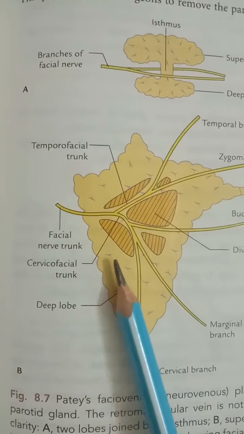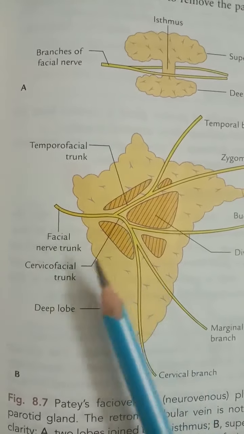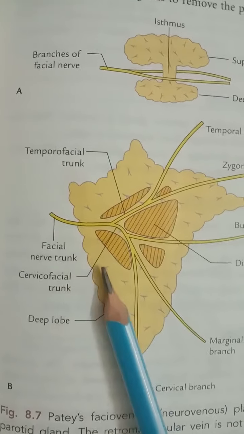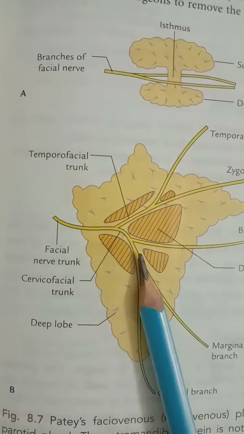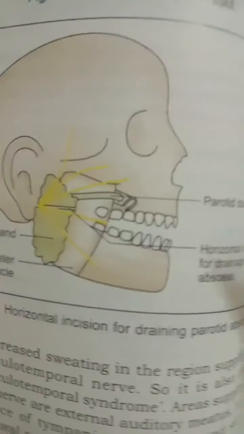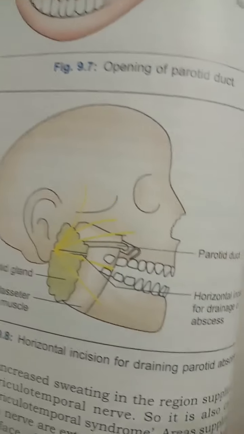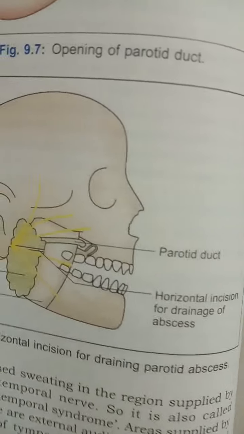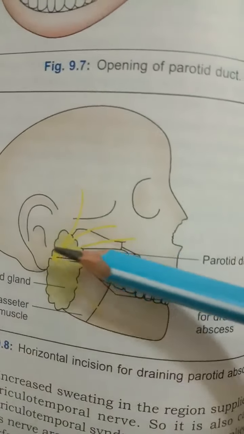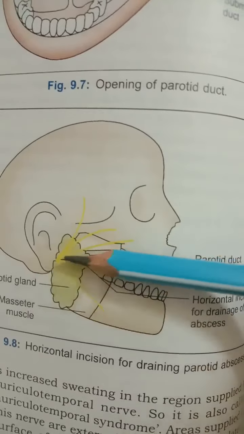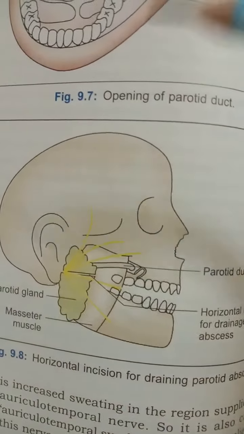Then next to it, that is the parotid abscess. The parotid abscess is drained by a horizontal incision known as the Hilton method. For this we have to see another diagram. Here you can see the Hilton method. This horizontal incision should be taken in this region to drain the pus from the abscess.